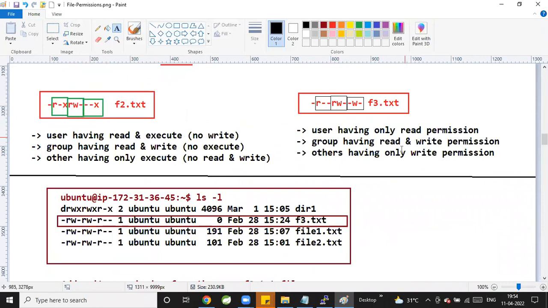You guys are able to understand. F2, user having read and execute. Group having read write. Others having only execute. Coming to F3, user having only read. Group having read write. Others having only write permission. Like this, you can understand existing file permissions of the file in the Linux machine.